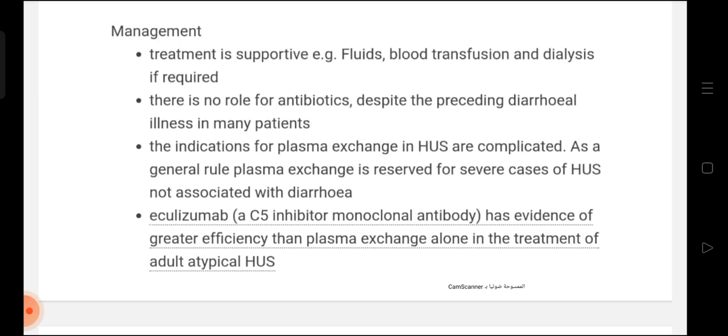The indications for plasma exchange in HUS are complicated. As a general rule, plasma exchange is reserved for severe cases of HUS not associated with diarrhea. Eculizumab, which is a C5 complement inhibitor monoclonal antibody, has evidence of greater efficacy than plasma exchange alone in the treatment of adult atypical HUS.